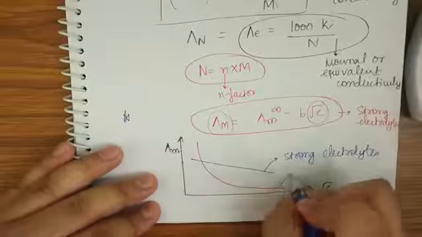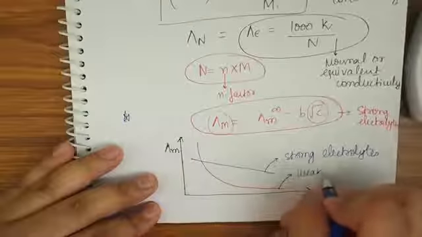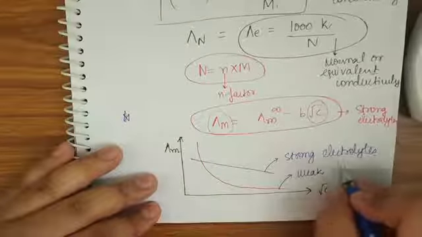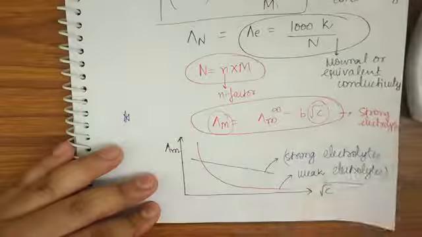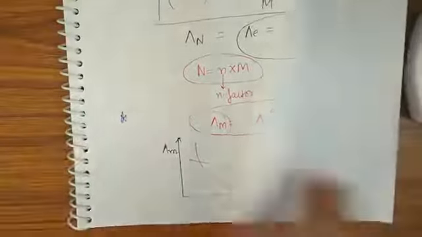Okay, now this is for the weak electrolytes. The red graph is for the weak electrolytes. I hope this is clear yet. So now let's move on further.